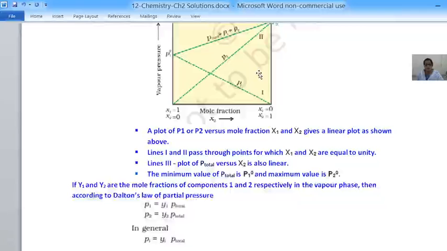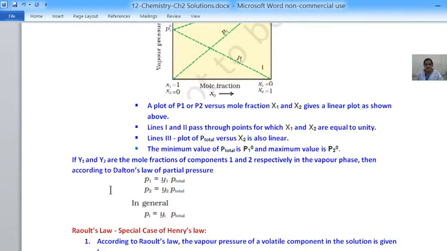Next, we move on to the other concept. If y1 and y2 are the mole fractions of components 1 and 2 in the vapor phase, then according to Dalton's law of partial pressure, we can write it like this: P1 is equal to y1 into P total, and P2 is equal to y2 into P total. Here you should be very careful. y1 is the mole fraction of component 1 in the vapor phase, and y2 is the mole fraction of component 2 in the vapor phase.